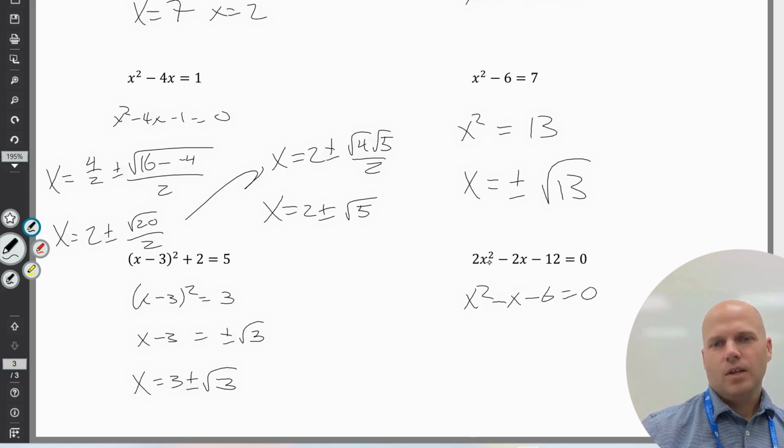Look at this. You might think to do the quadratic formula, I'm going to divide by 2. And all of a sudden I can factor.